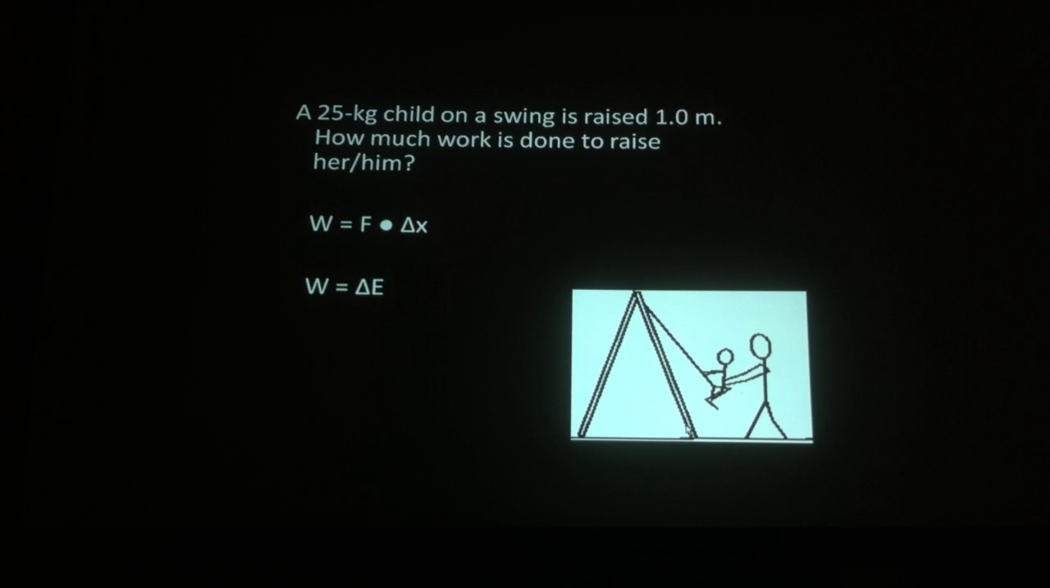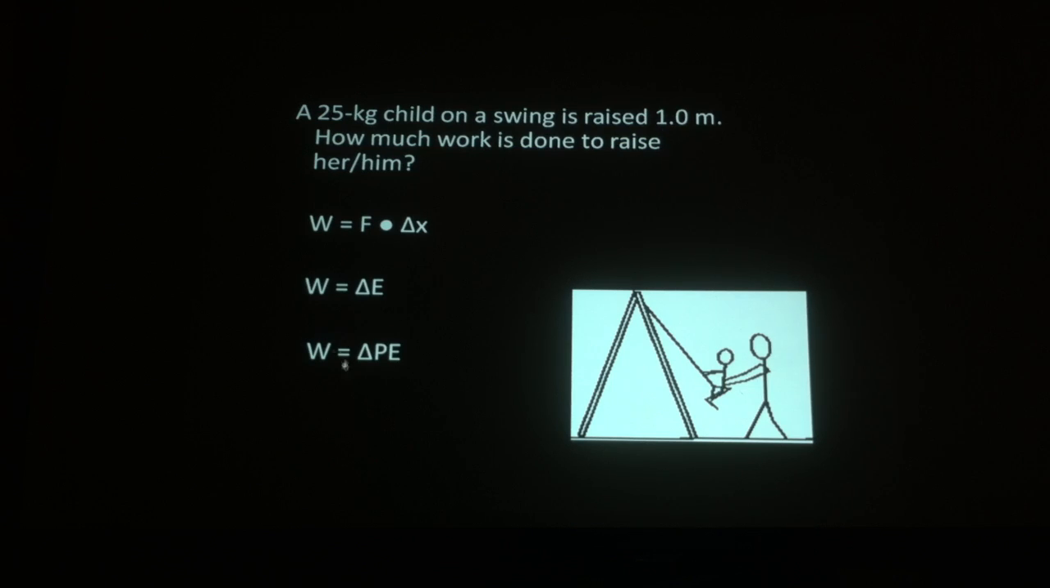Now, what kind of energy will we change about this child? We're lifting the child vertically, holding him or her in place. That's right, we're going to change the potential energy. So we're going to increase the potential energy of the child by lifting the child vertically this 1 meter.